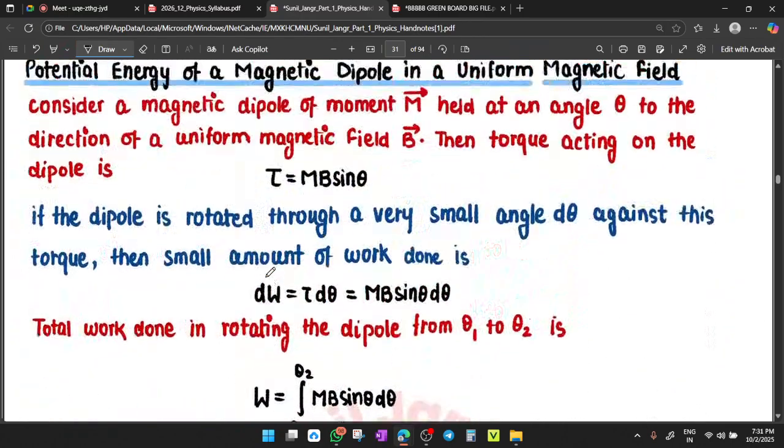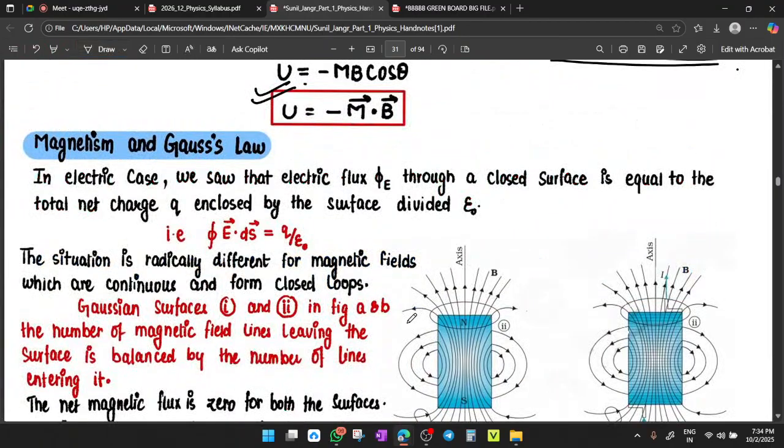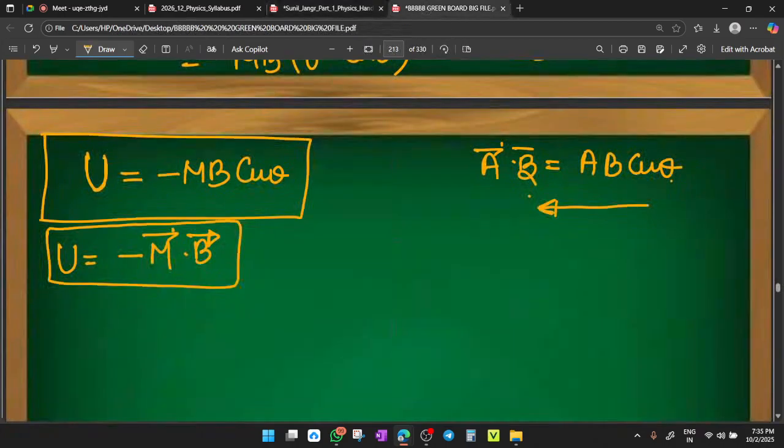Okay, now note it. Coming to the next derivation, magnetism and Gauss law. So our next topic is Gauss's law of magnetism. Very important. Gauss's law of magnetism.